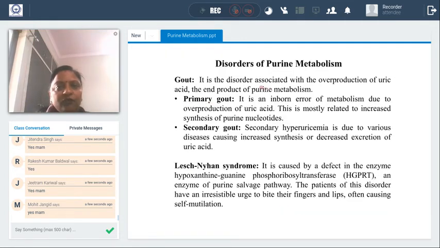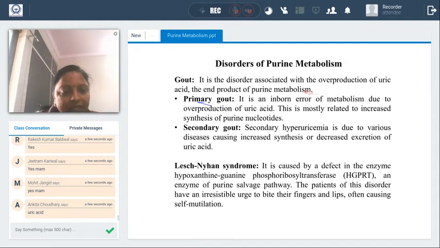The last thing which I want to discuss with you all is disorders of purine metabolism. The very important one is gout. It is a disorder associated with overproduction of uric acid, because the end product of purine catabolism is, please write down, what is the end product of purine catabolism? Yes, uric acid.